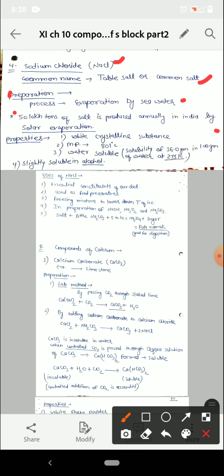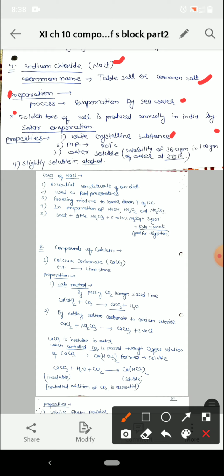So properties are what? It is a white crystalline substance. Its melting point is 801 degree centigrade and it is water soluble. You know that NaCl is water soluble. Solubility is 36.0 gram in 100 gram of water at 273 Kelvin.